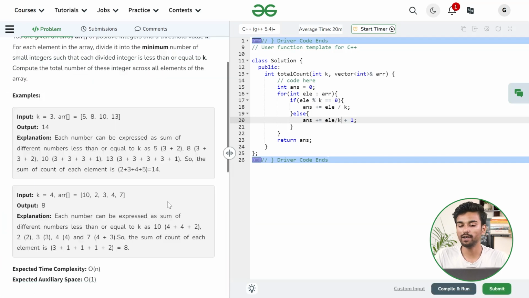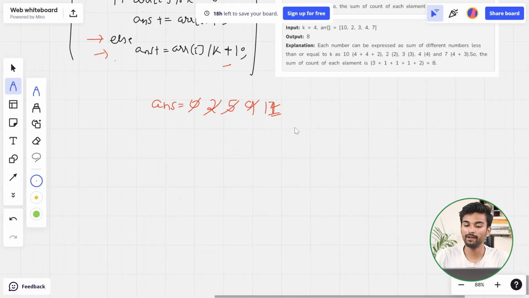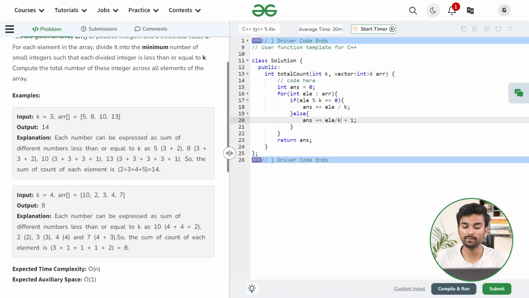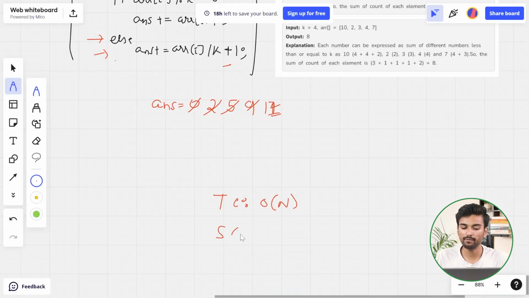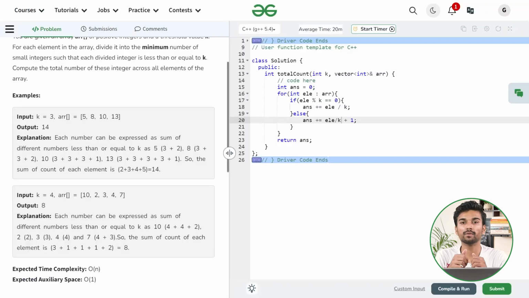Now let's talk about the time complexity. Here we can see that we are iterating on our array one element at a time, so the time complexity here would be big O of n, and also we are not taking any extra space, so space complexity would be constant, right? So time complexity is big O of n and the space complexity is constant. I hope this problem is clear to you.